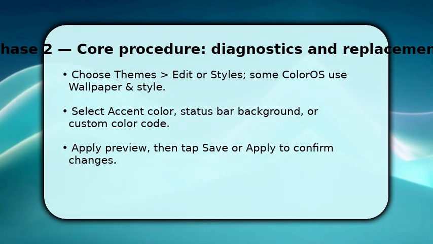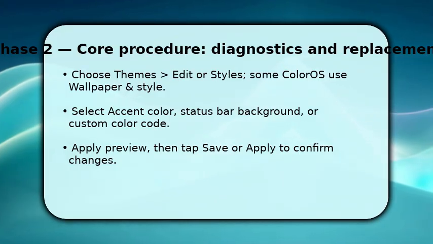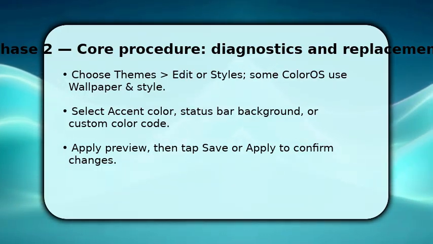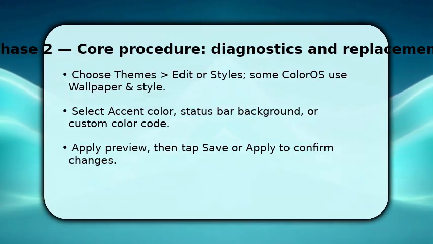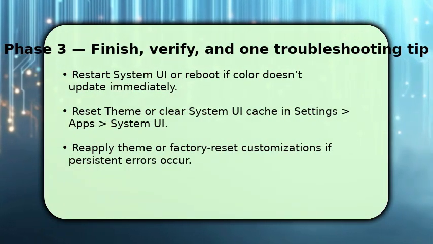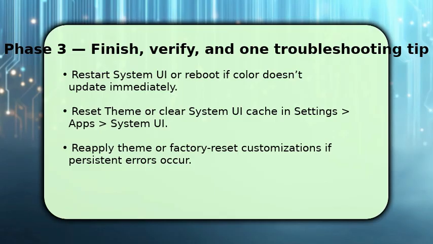If the preview looks good, tap Apply or Save. If you used a custom color code, double-check contrast so icons remain visible. This process alters both color and legibility. After applying, you may need to restart System UI or reboot the phone to force the notification bar to update.